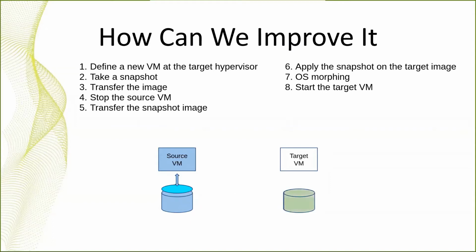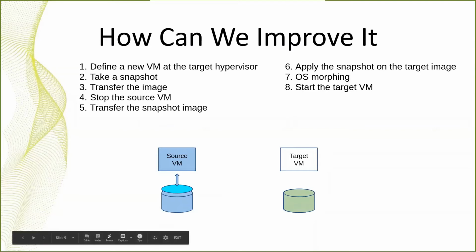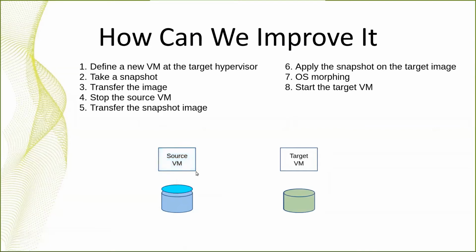When the image is fully transferred, we continue as usual with stopping the source virtual machine, and then copy the snapshot image to the target virtual machine. So this snapshot image is much smaller than the original image and can be transferred very fast.